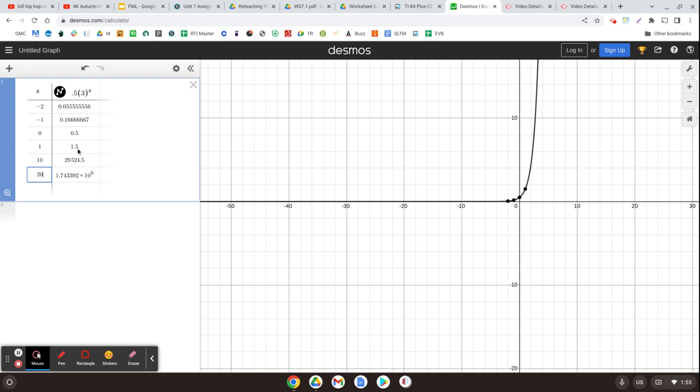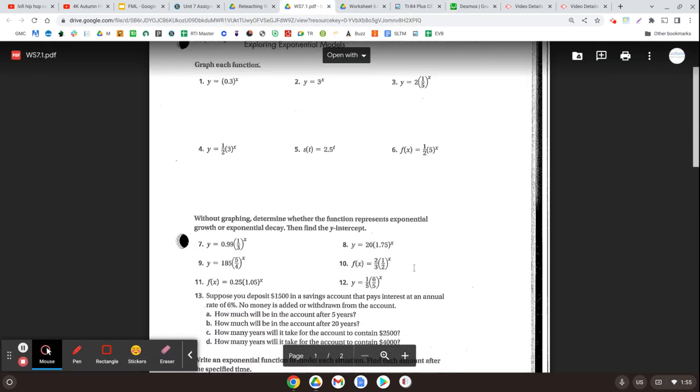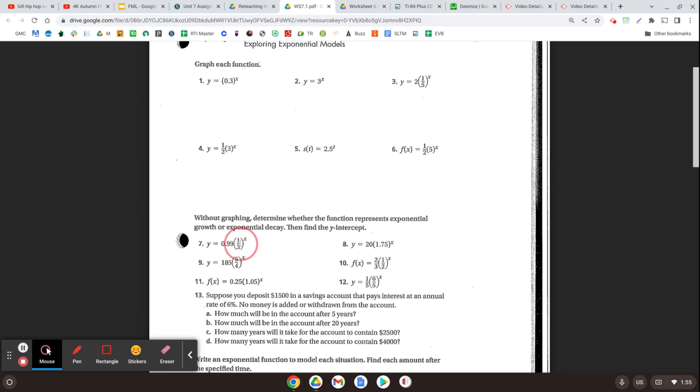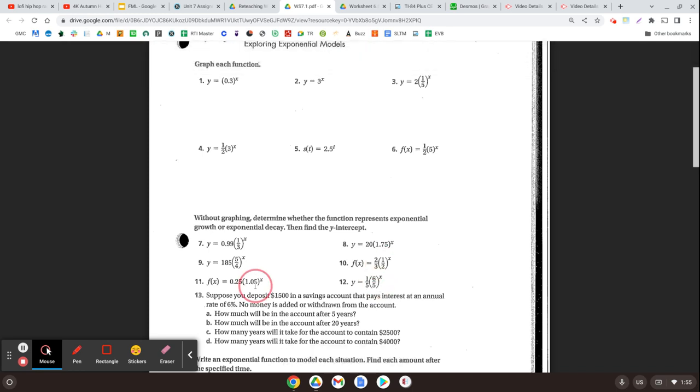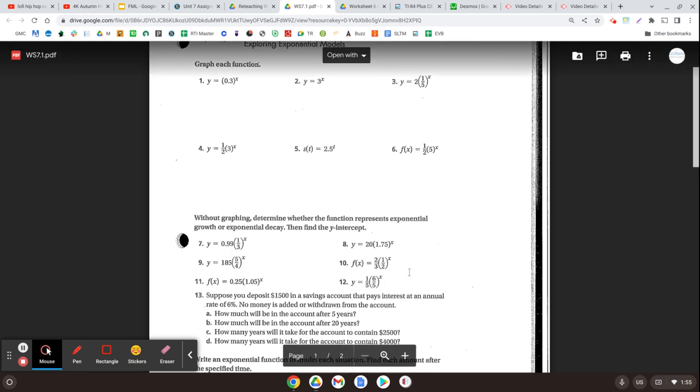Okay, but notice if I put in a negative 10, I get an answer. It's just super small, super small. Notice that we said that science uses this a lot, and now we're going to start using scientific notation a little because our answers are just too big to handle. Okay, so look, it's multiplying by a third. That's decay. It's multiplying by more than 1. That's growth. Decay, growth, growth, growth.